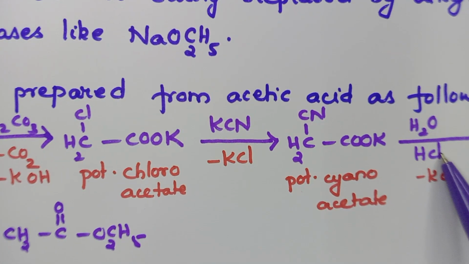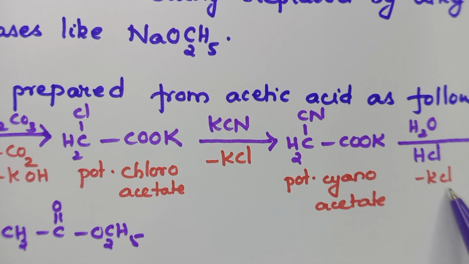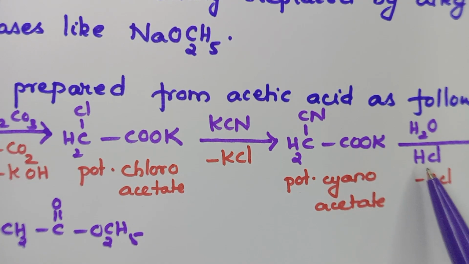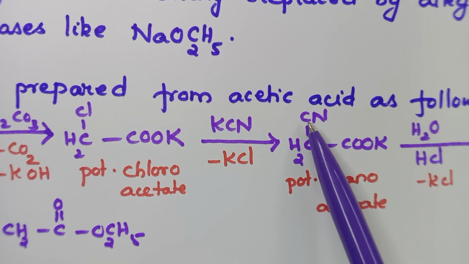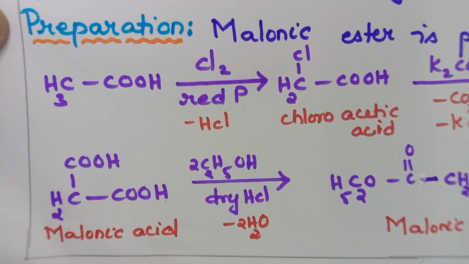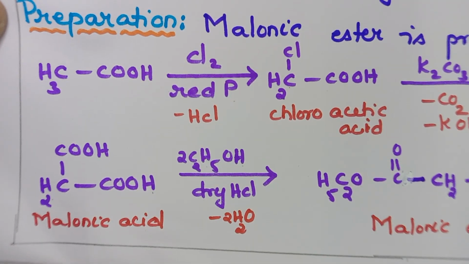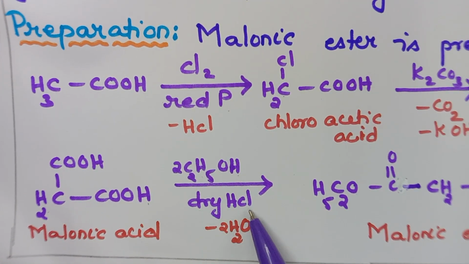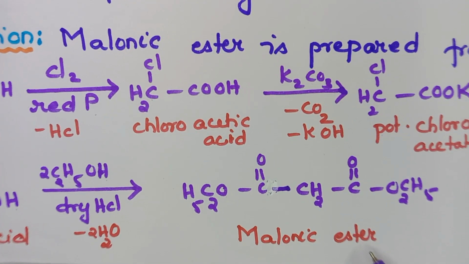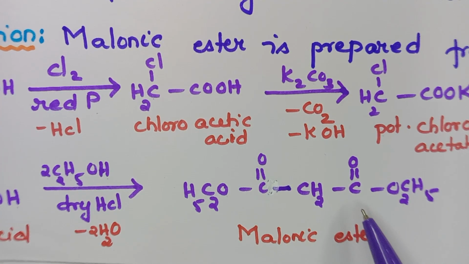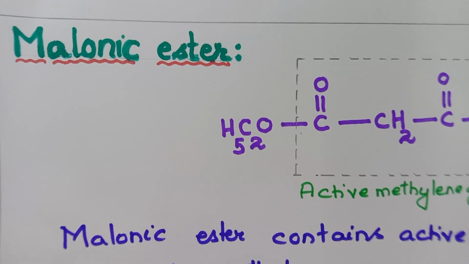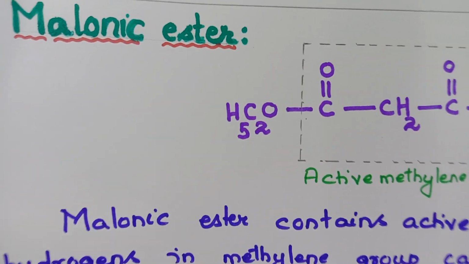Next, on hydrolysis in the presence of HCl, KCl will come out. Look here, students, COOK: K and Cl come out as KCl. This H will replace potassium, and CN on hydrolysis will be converted into a COOH group, from which we get malonic acid, COOH, CH2, COOH. Clear? Next, on treatment with ethyl alcohol in the presence of dry HCl, 2 water molecules will be eliminated, and finally we get malonic ester. This is how malonic ester is prepared from acetic acid, students. So this is all about the malonic ester structure, its active methylene group, and also its preparation.